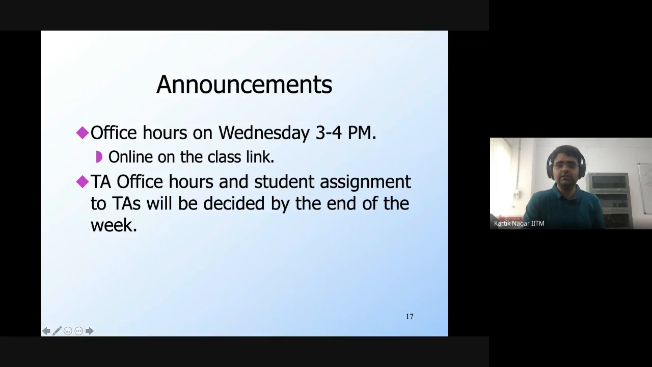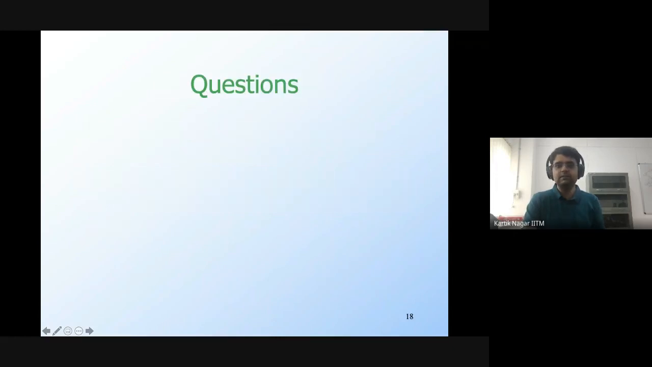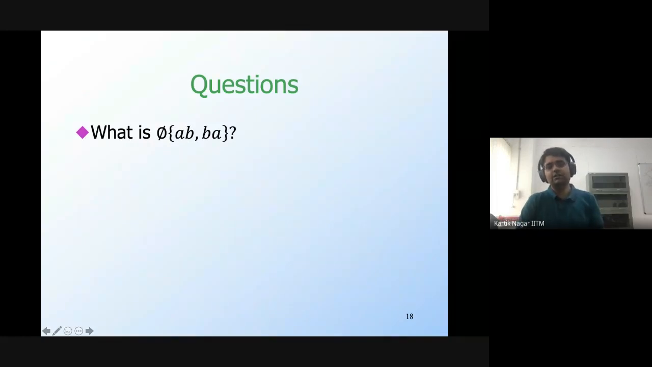Okay, so let's continue with today's lecture. Let's look at a couple of questions pertaining to set concatenation. So what is this concatenation? Let's say that the first set of strings is the empty set phi, and the second set of strings is AB, comma BA. What would be the concatenation of these two sets?